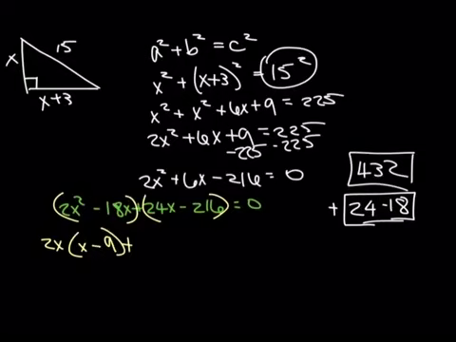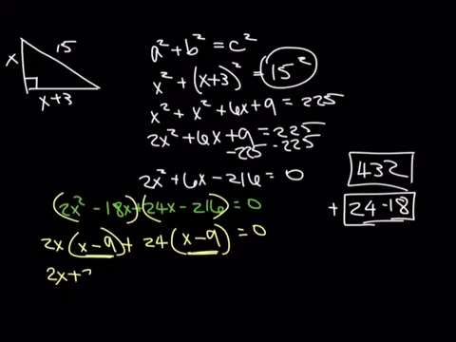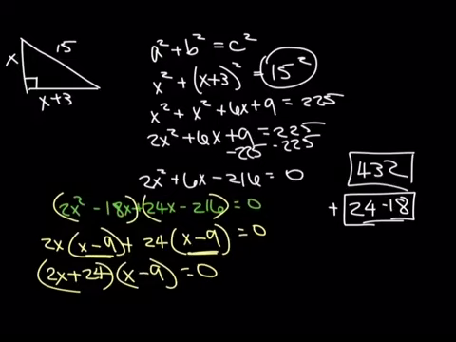Take a 24 out of there, I bet. Now let me see what 24 times 9 is. It should be 216. Yep, it is. And you can kind of cheat at this. You can look and say, I've got that there, so I know this one over here is going to be the same. So now I've got 2x plus 24, x minus 9.